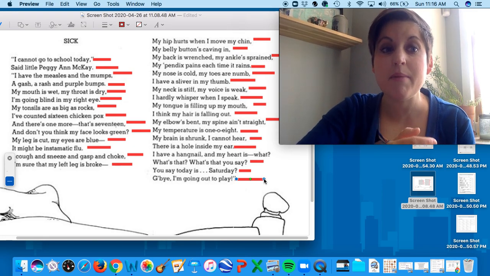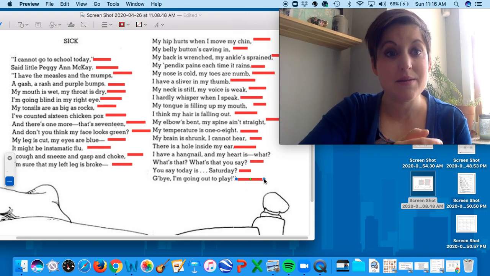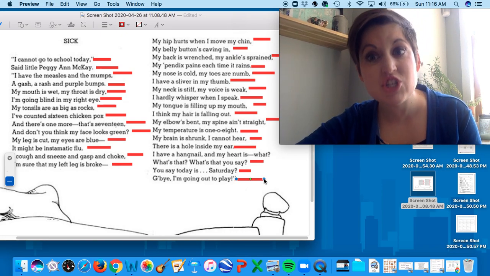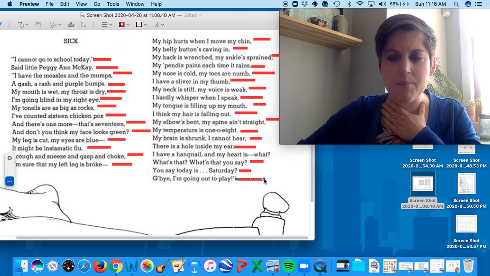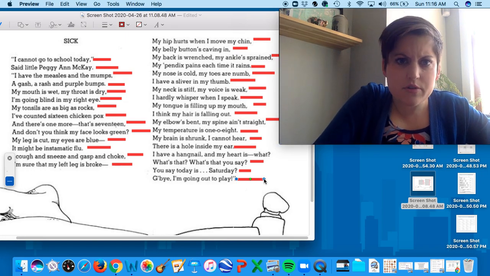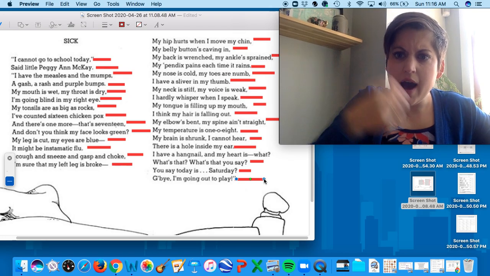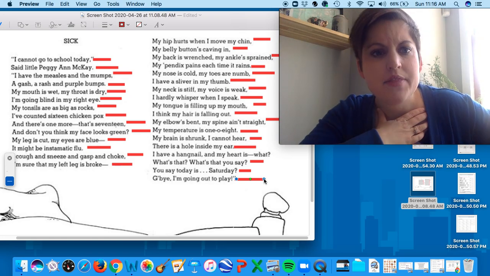My mouth is wet, my throat is dry. I'm going blind in my right eye. My tonsils are big as rocks. Counted 16 chicken pox. So there is a rhythm to our poem. Now, why do you think Shel Silverstein would have done that? Think about that.